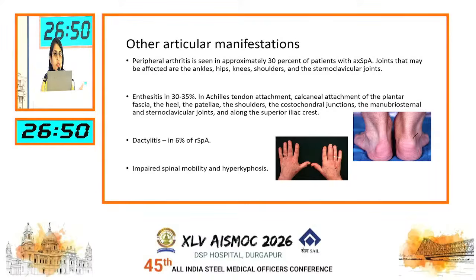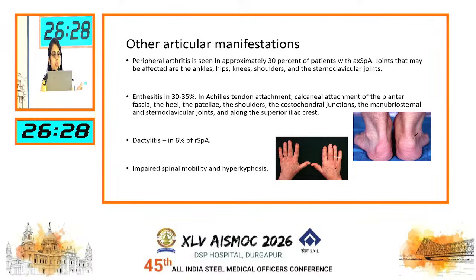Peripheral arthritis may be found in 30% of patients, but unlike rheumatoid arthritis, in AS patients tend to get more large joint arthritis like hips, knees, shoulders. Sternoclavicular joints are also commonly involved in AS. Enthesitis is also very common, 30 to 35%, most commonly in the Achilles tendon as shown in the picture.